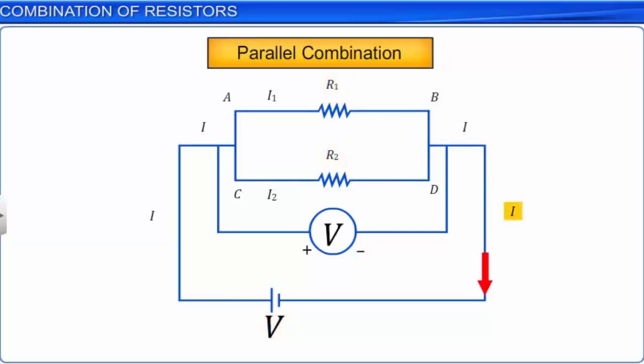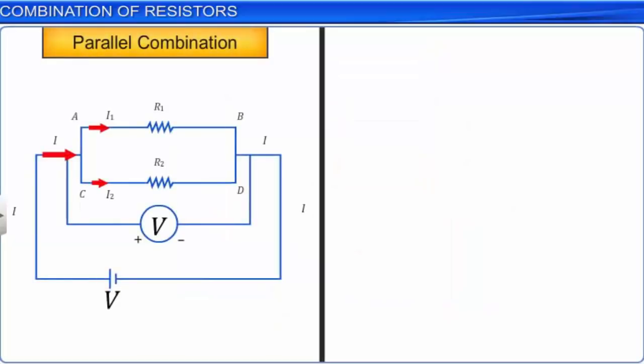I is the rate of flow of charge from the source, that is the battery. I1 is the current through resistor R1 and I2 is the current through resistor R2. We can now write I is equal to I1 plus I2. Let this be equation 7. Applying Ohm's law across R1 and R2 individually, we can write V is equal to I1 into R1 and I1 is equal to V by R1. Let this be equation 8.